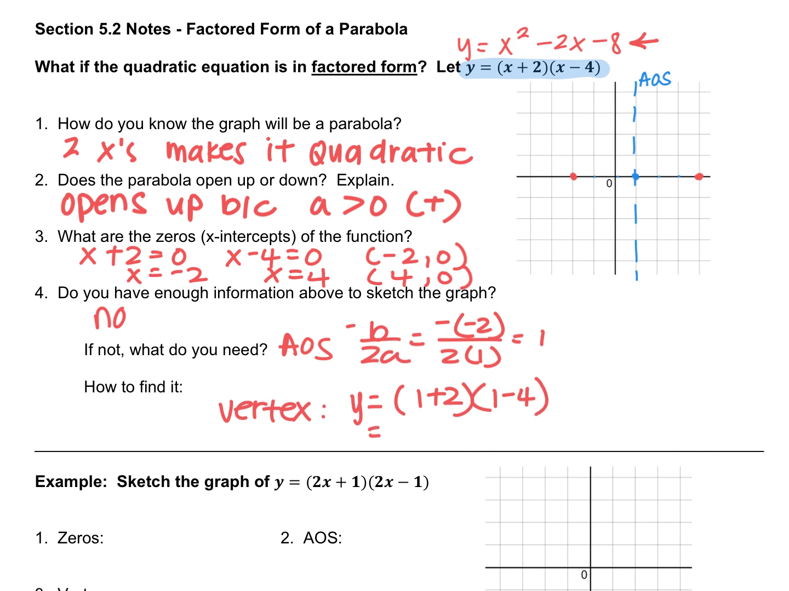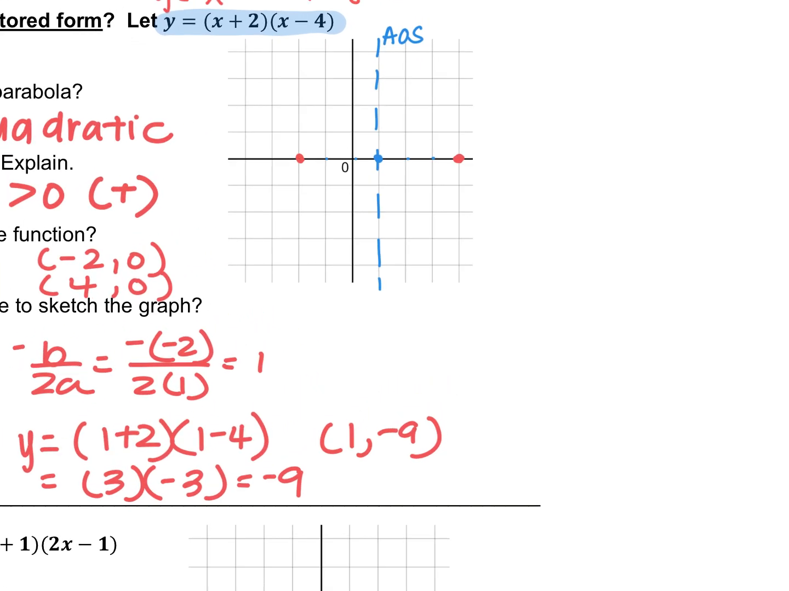Are we following what I'm doing? Yeah? So then 1 plus 2 is 3. 1 minus 4 is negative 3. And so negative 9 is my y value. So my vertex is at 1, negative 9, which very much unfortunately is not on this graph.